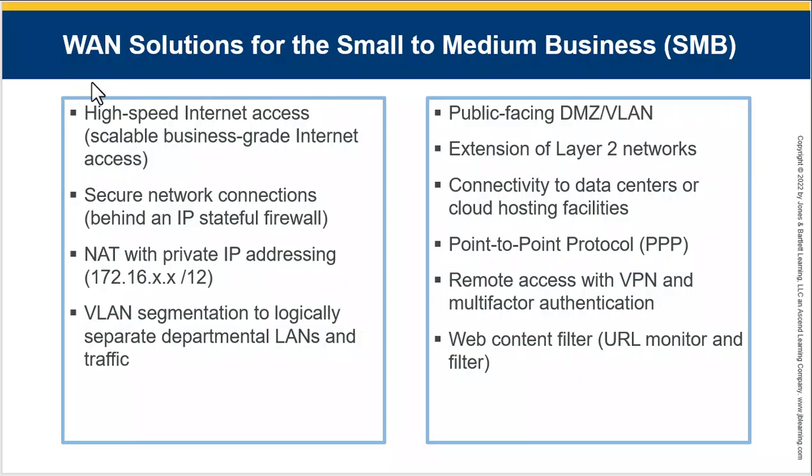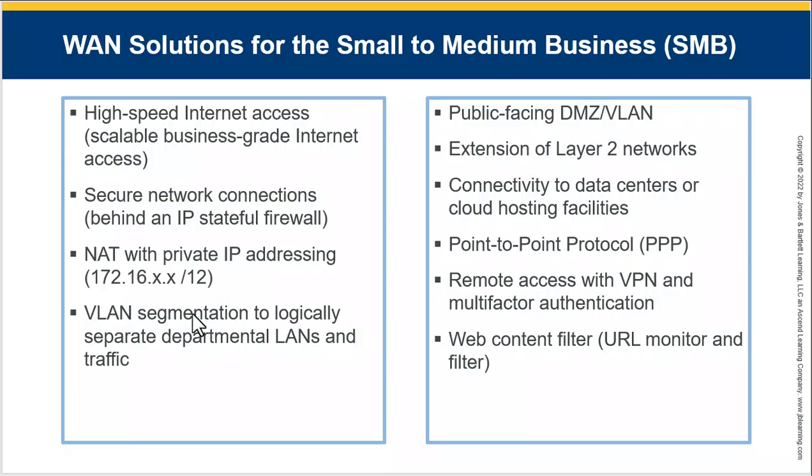Okay, let's see. WAN solutions for small to medium businesses. High-speed internet access, of course, is a must. Security, again, stateful firewall. NAT, network address translation. Whenever you're setting up an internal network, like here at CFCC, everything inside our building is on the 10 network, which is a private network. But going out to the internet, we have a NAT server, and that gives us our public IP address.